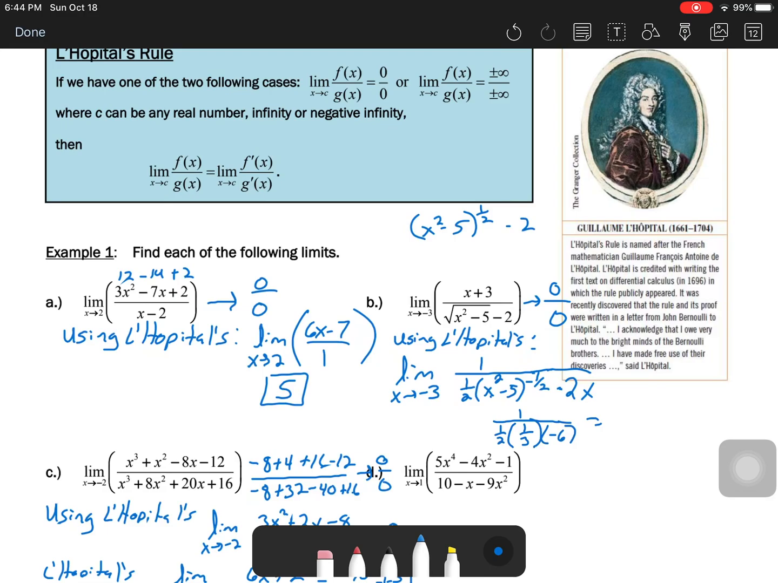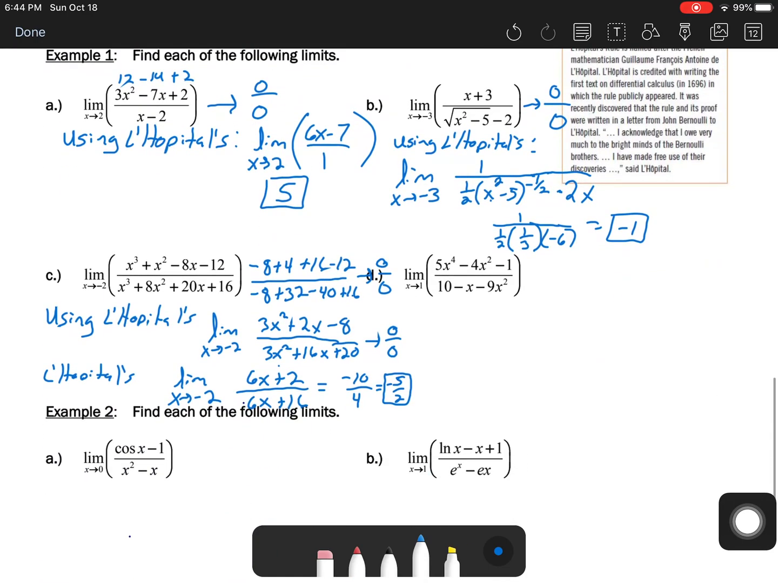So I got 1/2 times 1/3. So that's 1/6 times -6, which is just going to be negative. So I think for this, I just get -1. Okay? So just make sure that you are stating what it is that you've done to apply that rule. All right?